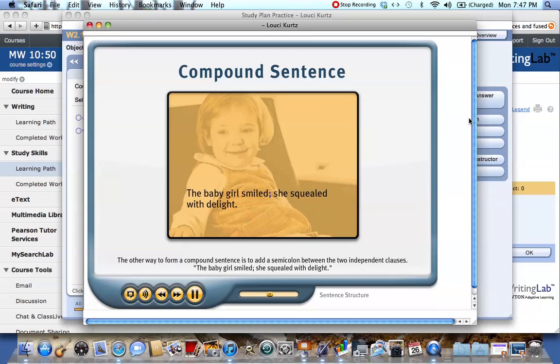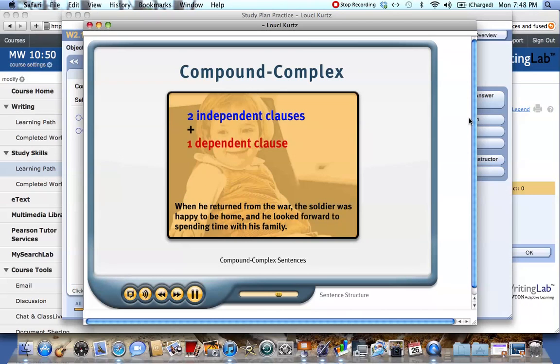The other way to form a compound sentence is to add a semicolon between the two independent clauses. The baby girl smiled. She squealed with delight. Compound complex sentences. Combining two independent clauses plus a dependent clause makes a compound complex sentence. Punctuate each part of a compound complex the same way you would punctuate each part alone. When he returned from the war, the soldier was happy to be home, and he looked forward to spending time with his family.